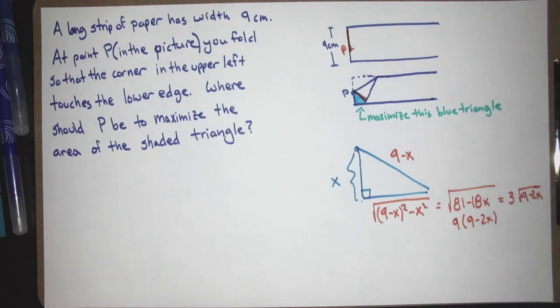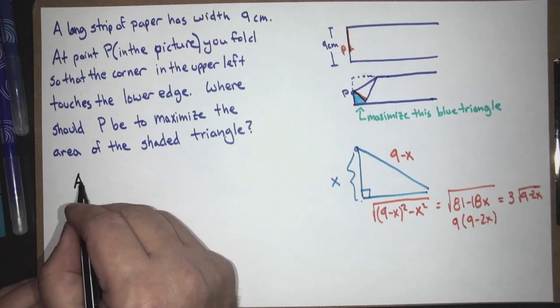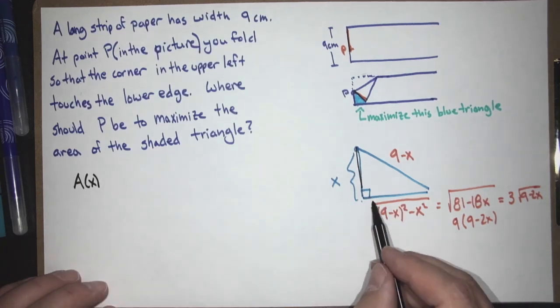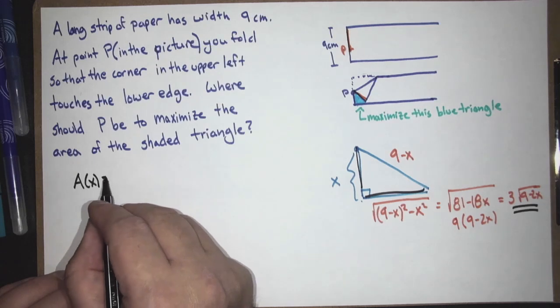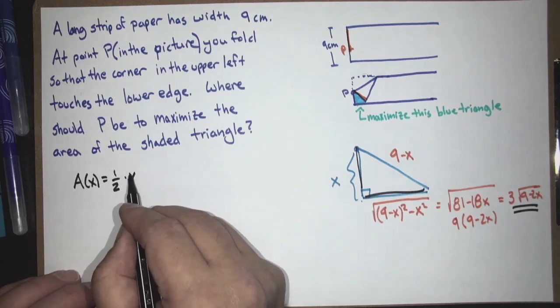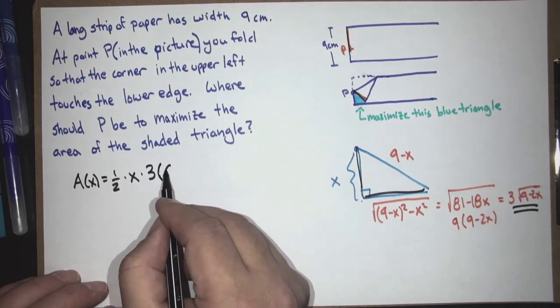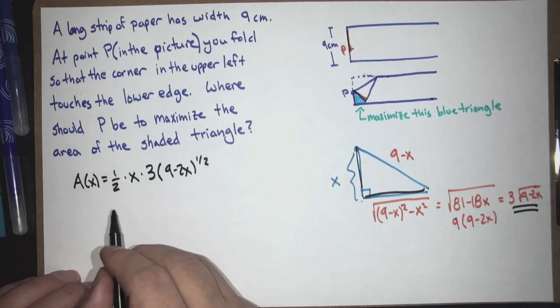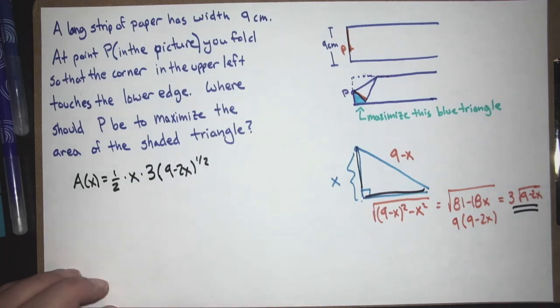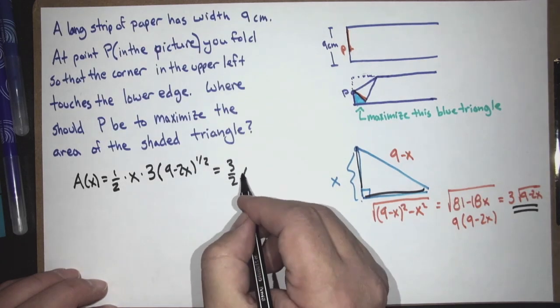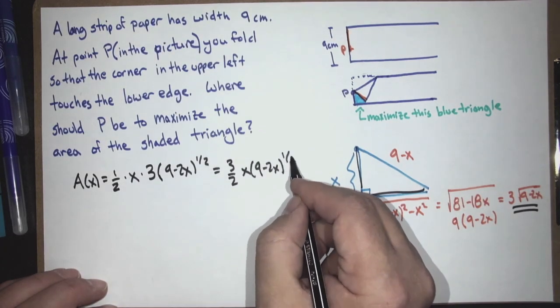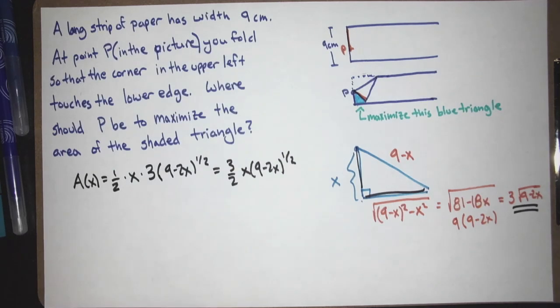Okay, so how do you find the area? Area is 1/2 base height. And now our height is x, and our base, we know what it is as a function of x. So area is 1/2 times x times 3, and I'll write this as 9 minus 2x to the 1/2 power. Three halves x, 9 minus 2x to the 1/2. All right, so our area is down to a function of a single variable. That's the hard part. Well, that's a hard part.